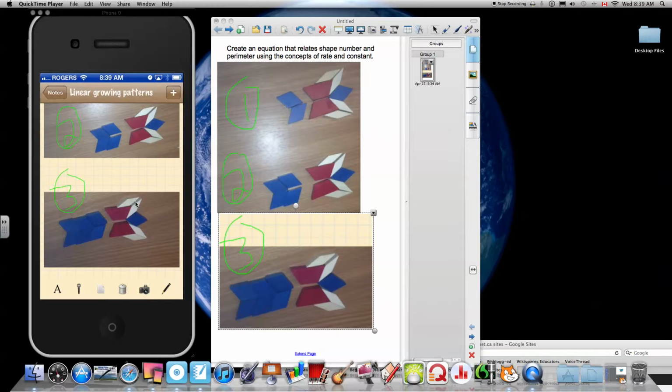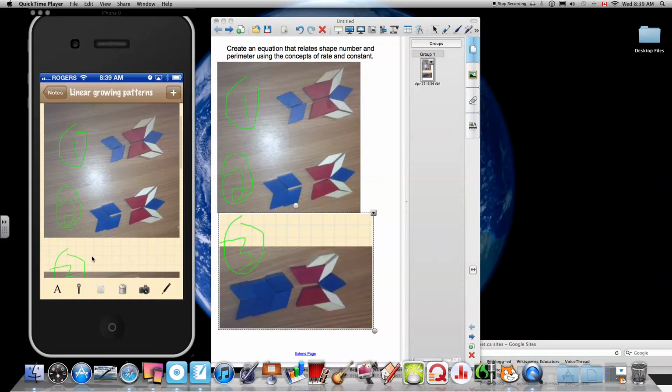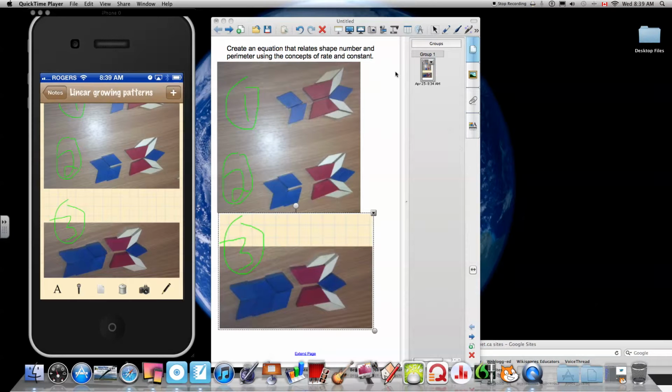Those photos were taken with the iPod and then cut and pasted into the Mental Note app. What I've got over here is just a capture so you can see all the time what the three shapes look like in Smart Notebook software. And here's the actual problem: create an equation that relates shape number and perimeter using the concepts of rate and constant.